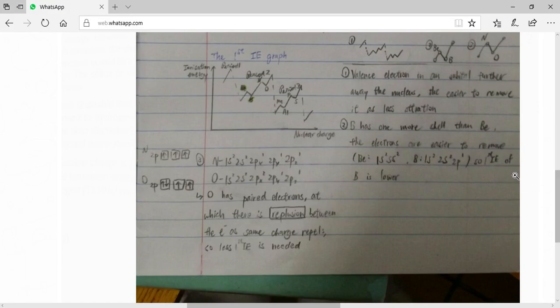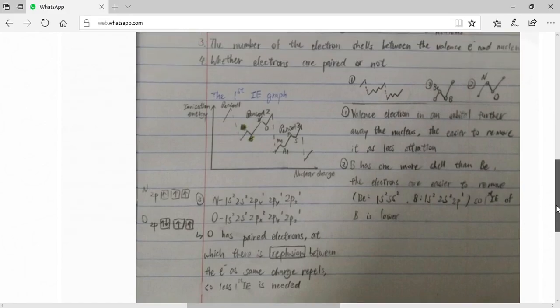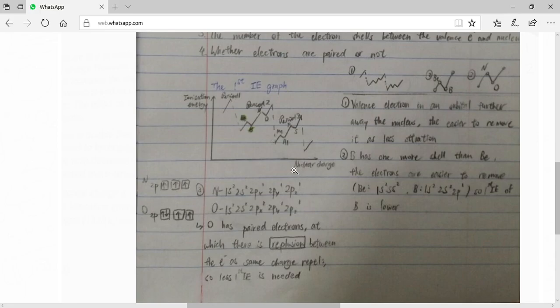Whatever I explained to you regarding the graph, the graph clearly shows that as the nuclear charge increases, ionization energy increases. Why? Because when the nuclear charge increases, there will be a maximum number of charges in the outermost shell, right?